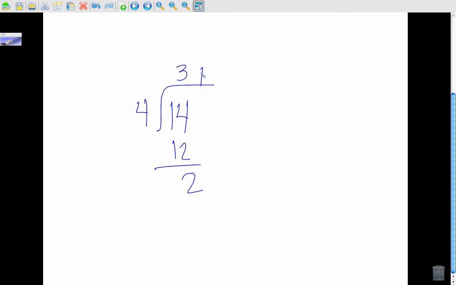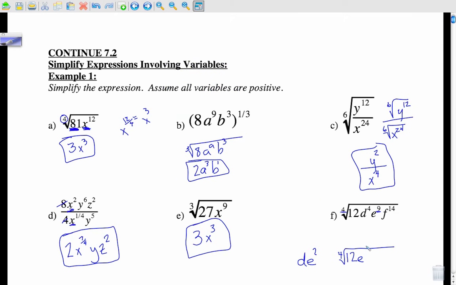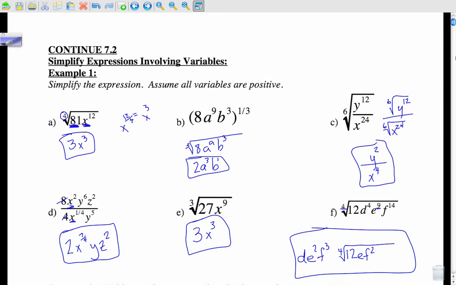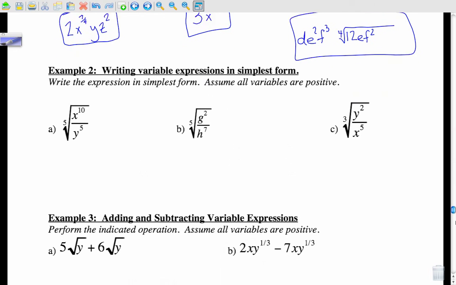It goes in there 3 times, 12, 2 were left over, so therefore I'm going to take 3 of them out, and there are going to be 2 of them left on the inside. So I go 3 of them out, and 2 left on the inside. So they won't always work out to where everything cancels and there's nothing left in the radical.